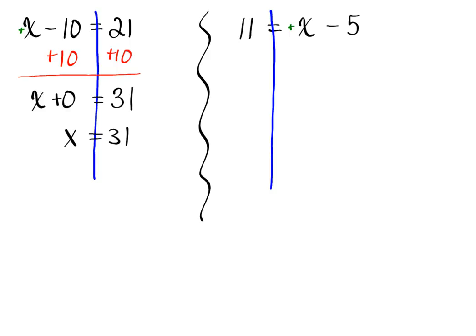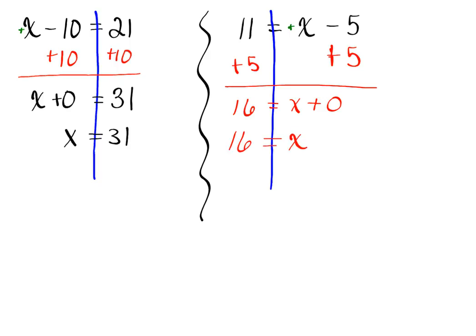The sign in front of the 5 is a dash. That means I have subtraction. So the opposite of subtraction is addition. Okay? So 11 plus 5 is 16. X plus 0. If I add 0 to anything, I don't change it. So my answer is 16 equals x.